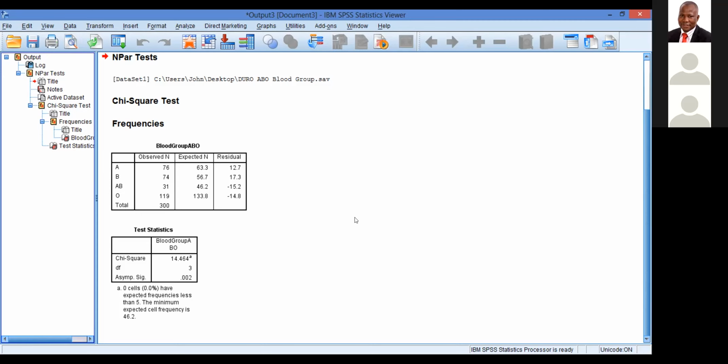You know the expected you put there, the one you enter, is the theoretical one they have given you from literature. That's 63.3, 56.7, all those ones. You calculated it from the percentage they gave you, and you apply the percentage to your own sample size.